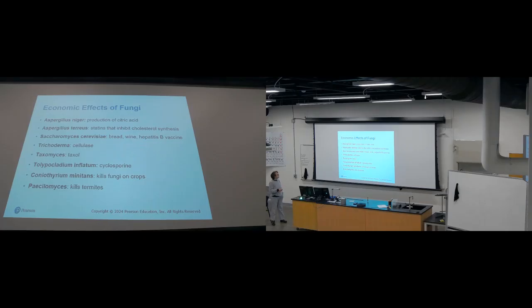Trichoderma species have this enzyme, cellulase, that can make the fabric for the garments that we use softer, because it can break down cellulose. And then we have Taxomyces that produces a drug that is called Taxol, and it is medically speaking important. We have Tolypocladium inflatum that produces this drug cyclosporin. And then we have Coniothyrium minitans that kills fungi on crops. And then Paecilomyces that kills termites.